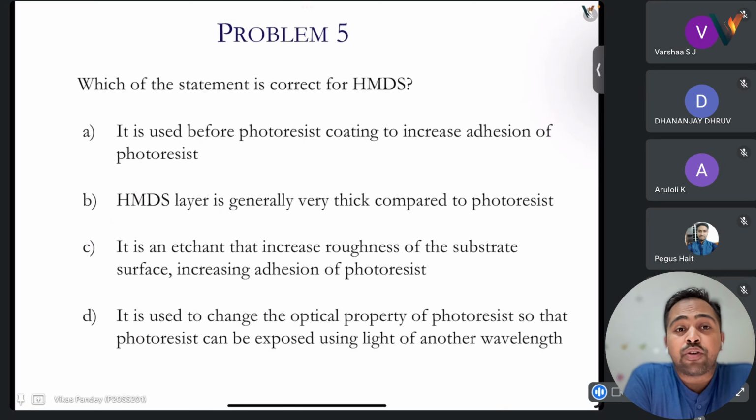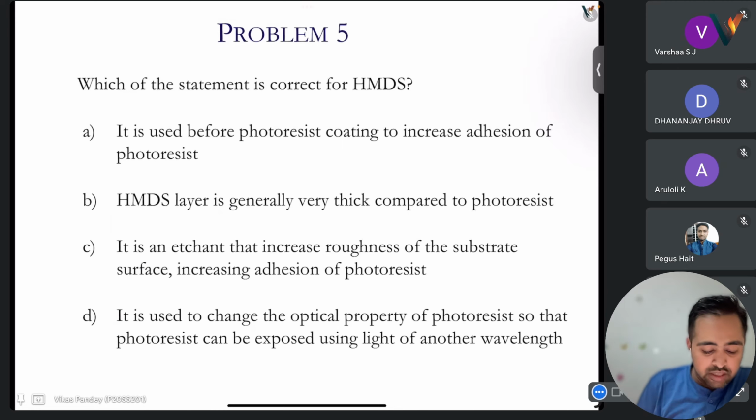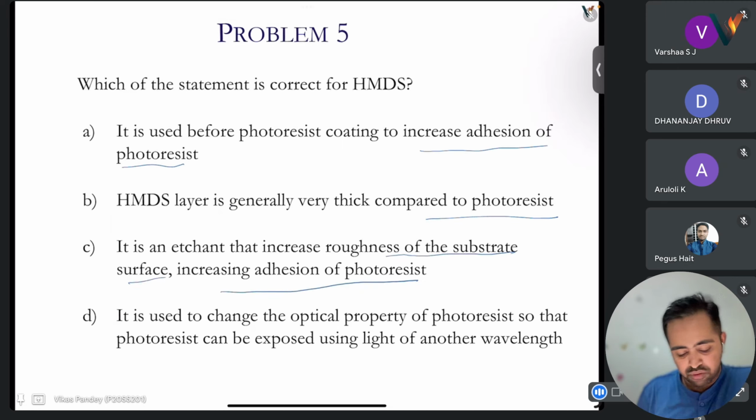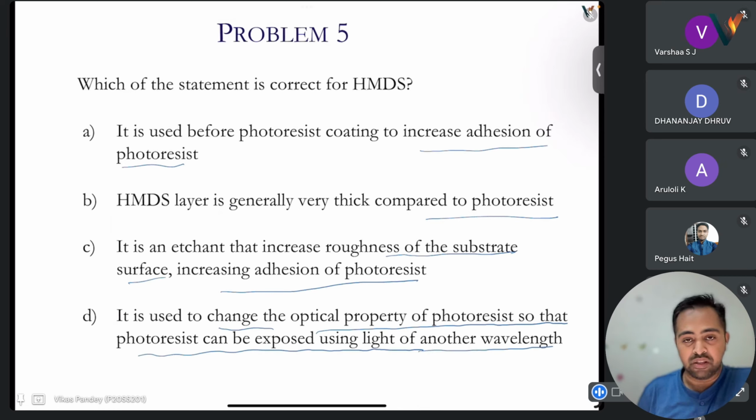Which of the statements is correct for HMDS? This is used before photoresist coating to increase adhesion of photoresist. HMDS layer is generally very thin compared to photoresist. It is an etchant that increases roughness of substrate surface, increasing adhesion of photoresist. It is used to change the optical property of photoresist so that photoresist can be exposed to light of another wavelength. Which of the following is correct?